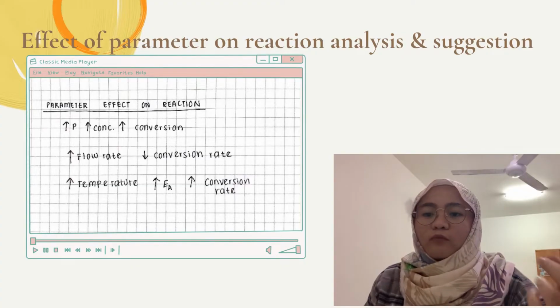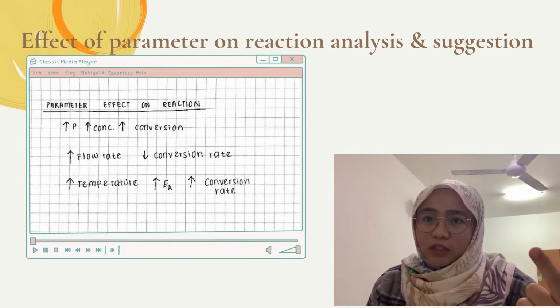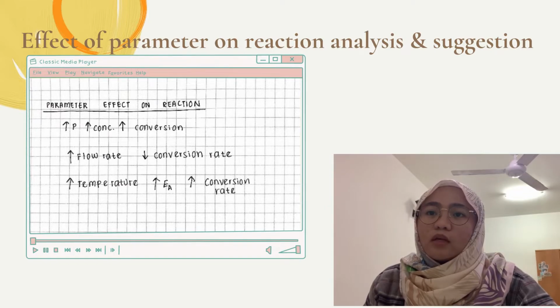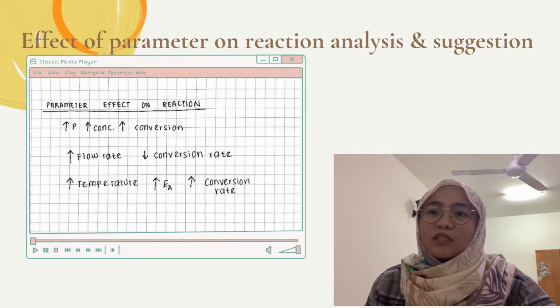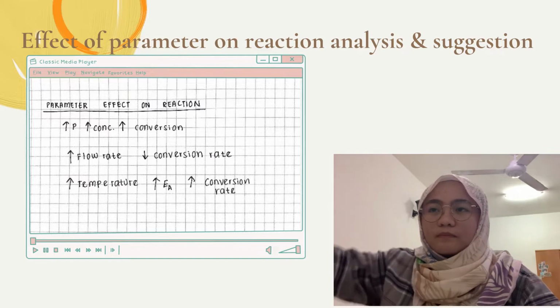With that, we found that pressure, flow rate and temperature have an effect on the reaction. Due to the ideal gas law, increasing the pressure will increase the conversion, whereas increasing the flow rate will decrease the conversion rate. Whereas for temperature, increasing the temperature will increase the activation energy, thus increasing the conversion rate. This is due to the Arrhenius equation.